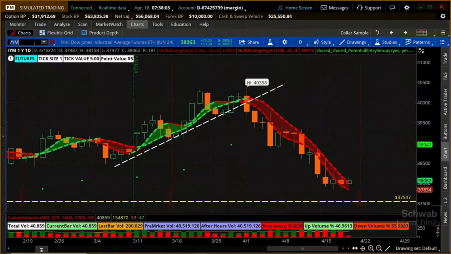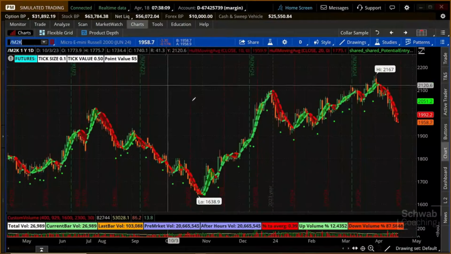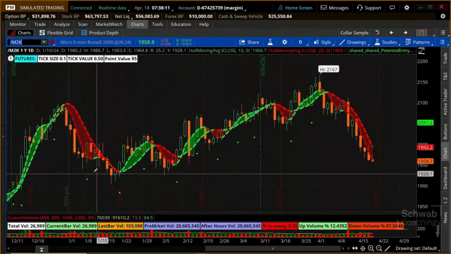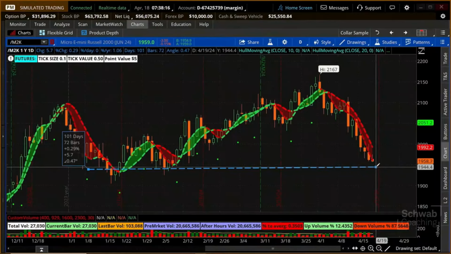Now, when we look at the /M2K, what you're going to see is the horizontal line there, falling right back down to there. Where is there? There is about 1945. Now, we did the Dow futures last week, and some of you might be thinking, can we do the Russell today? I'd like to do that, to show a little variation of product.